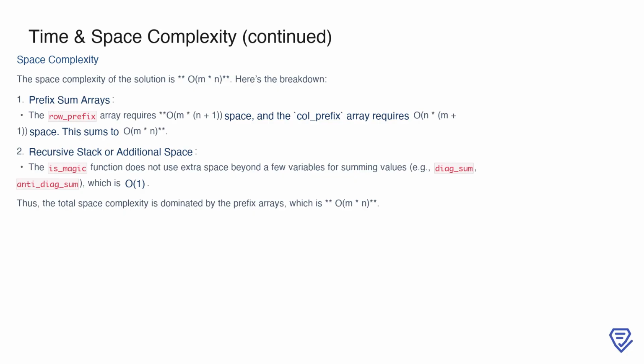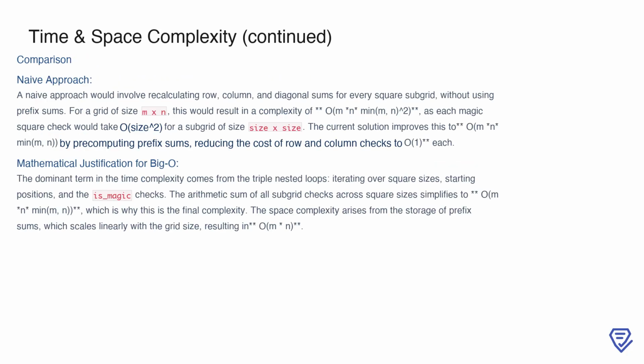Beyond these arrays, the is_magic function uses only a small amount of additional space for variables such as diag_sum and anti_diag_sum, which are constant in size and contribute O(1). Therefore, the space requirement is dominated by the prefix sum arrays, resulting in an overall complexity of O(m * n). To understand the efficiency of this solution, let's compare it with a naive approach.